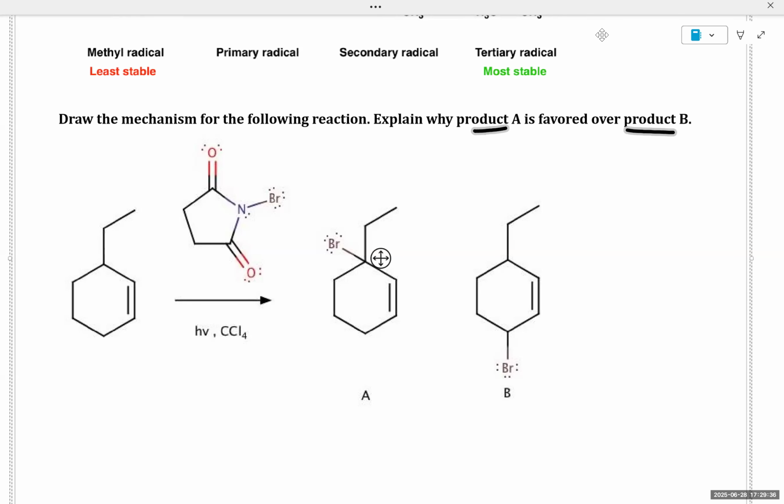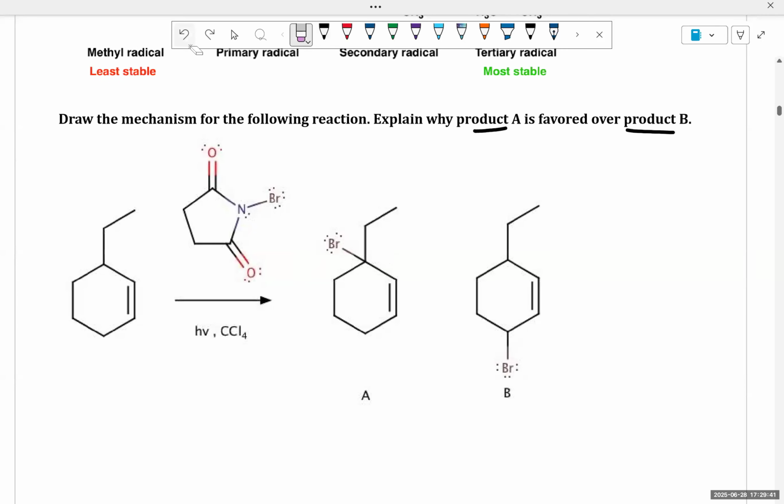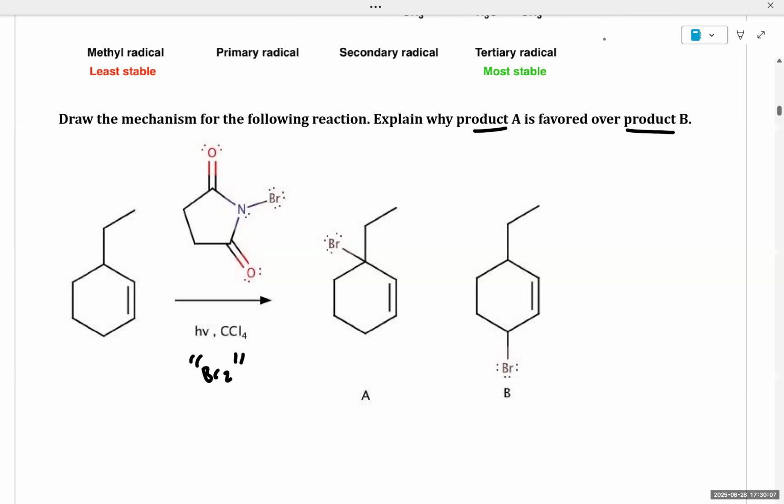With N-bromosuccinimide, you're free to just use Br2 as your starting material because the N-bromosuccinimide in this case is just making a trace amount of bromine, and that's what's actually participating in the reaction. So pause the video, work through this example, and then we'll discuss momentarily.